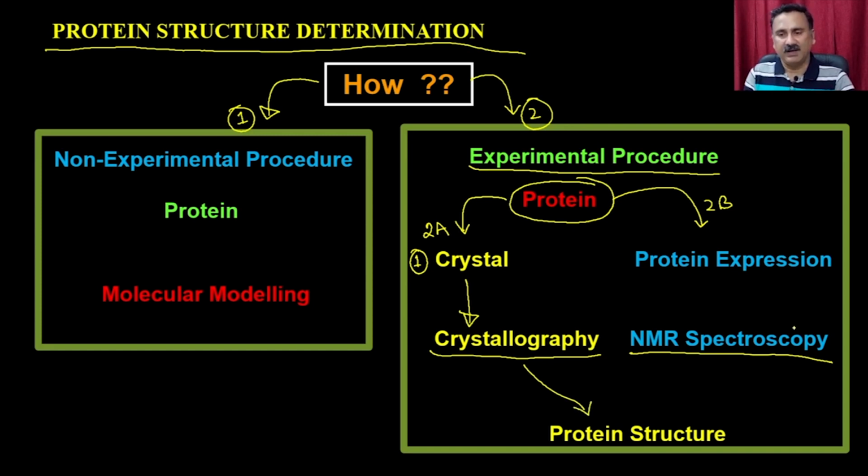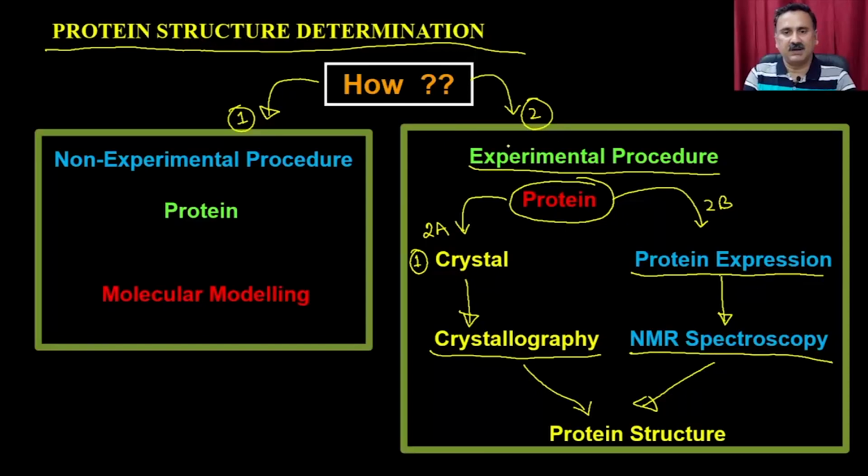Similarly, in the case of NMR spectroscopy, you can express the proteins, record the NMR spectra, and solve the structure of the protein with the help of NMR spectroscopy. So, both of these experimental methods are going to give you the protein structures. What we are going to do is first discuss the experimental method, and then we are going to focus on the non-experimental method.